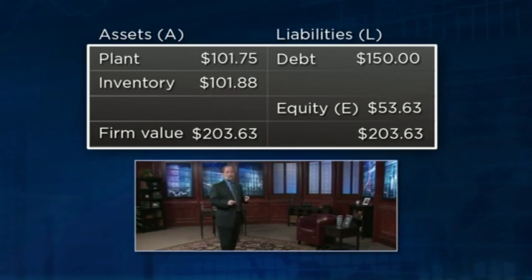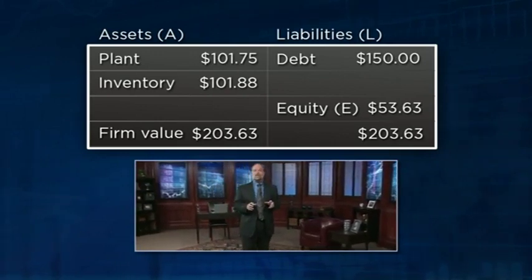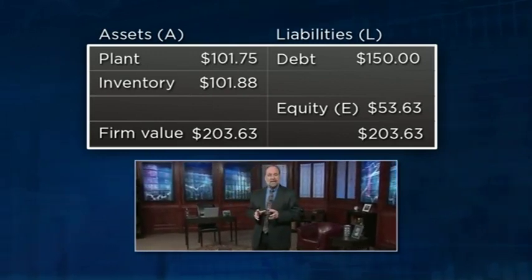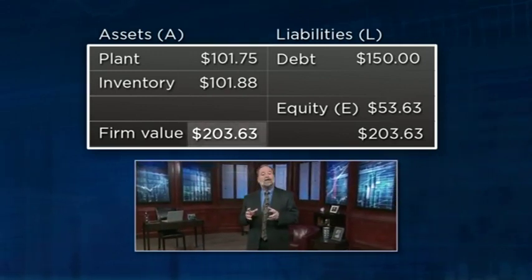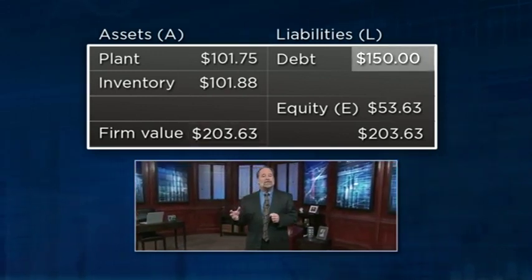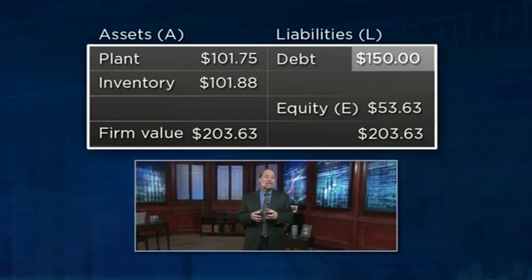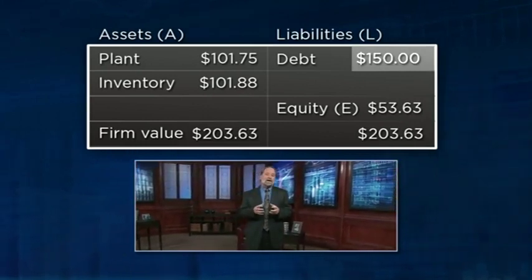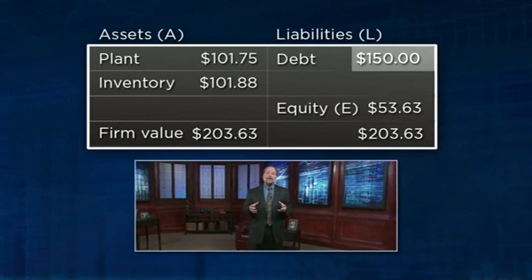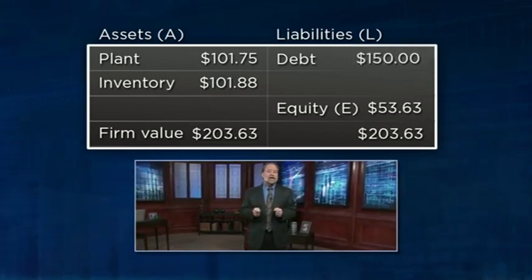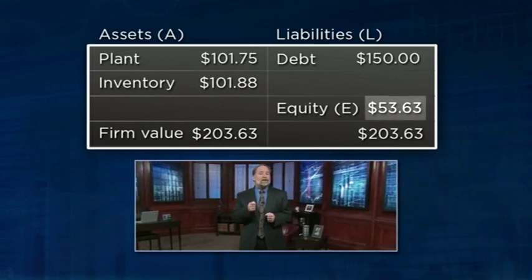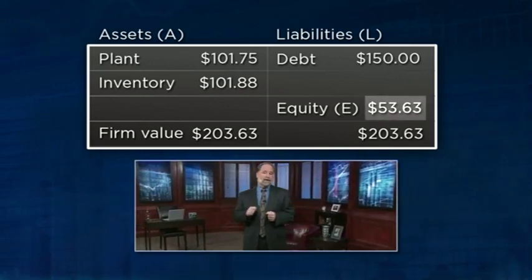What's the equity worth? It's worth the difference between the value of the firm's assets, which is what? $203.63 million, and the value of the debt, which is $150 million. Thus, the initial investment of $50 million by the entrepreneurs of the firm is worth what? 203.63 minus 150. It's equal to 53.63 million.